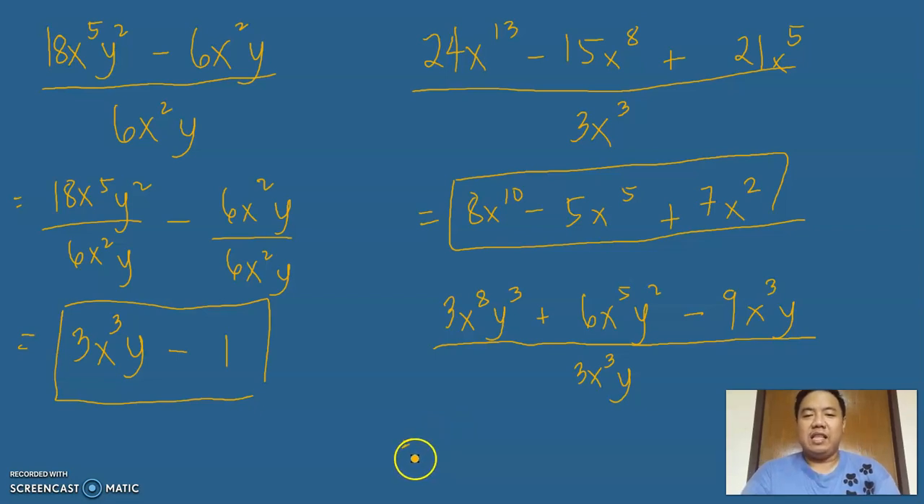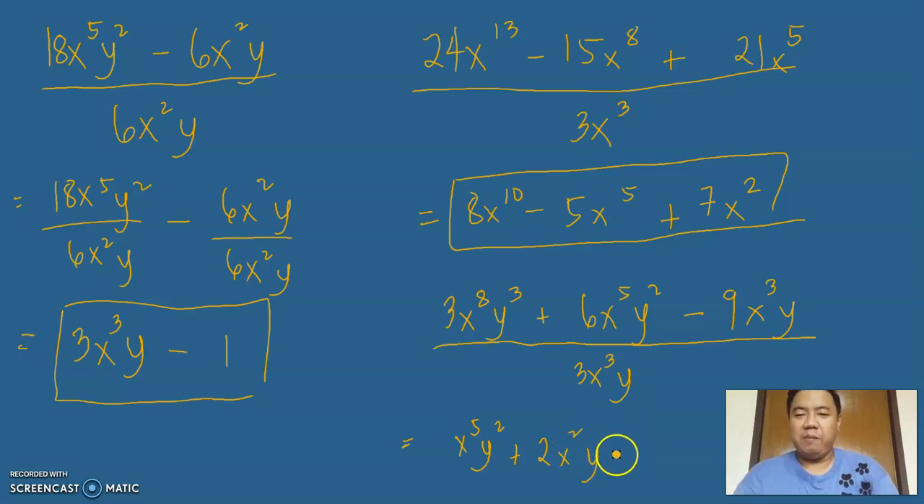So, 3x raised to 8, y raised to 3 divided by 3x raised to 3y. So, 3 divided by 3 is simply 1. And then, that is x raised to 5, y squared. So, 1x raised to 5, y squared, or simply x raised to 5, y squared, plus 6x raised to 5, y raised to 2 divided by 3x cubed y. So what do you think will be your answer here? It's 2x squared, y raised to 1, or simply y na lang po.